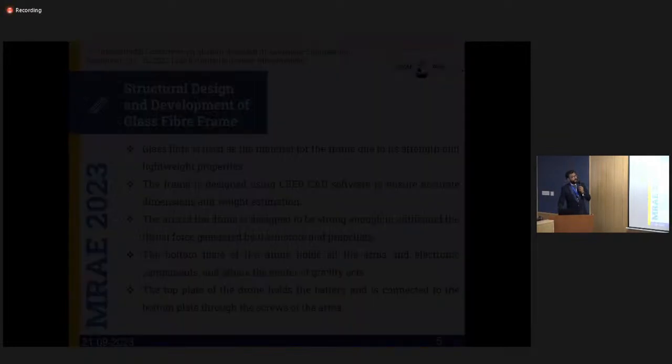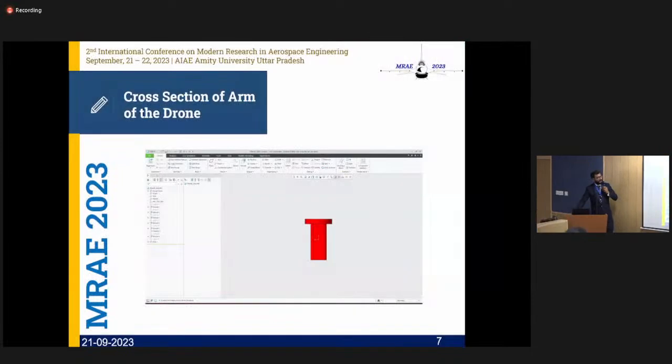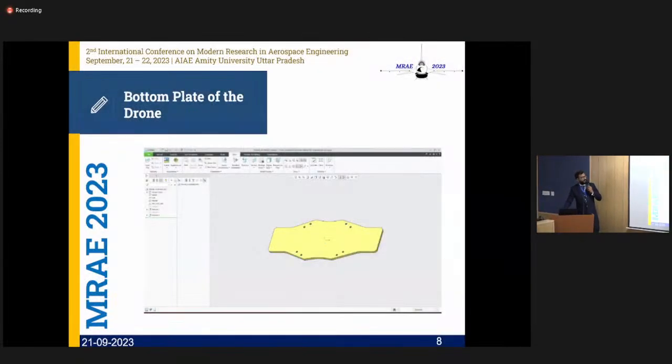So yeah, we begin with the glass fiber material. We go for the CAD design. So this is basically the arm of the drone, where the motor will be mounted. That is the way it has been designed. Then this is, once again, the cross section view, and we have this bottom plate. This bottom plate is where all your electronics is going to lie, and it's going to take all the load from the arm and distribute it to your landing gear.